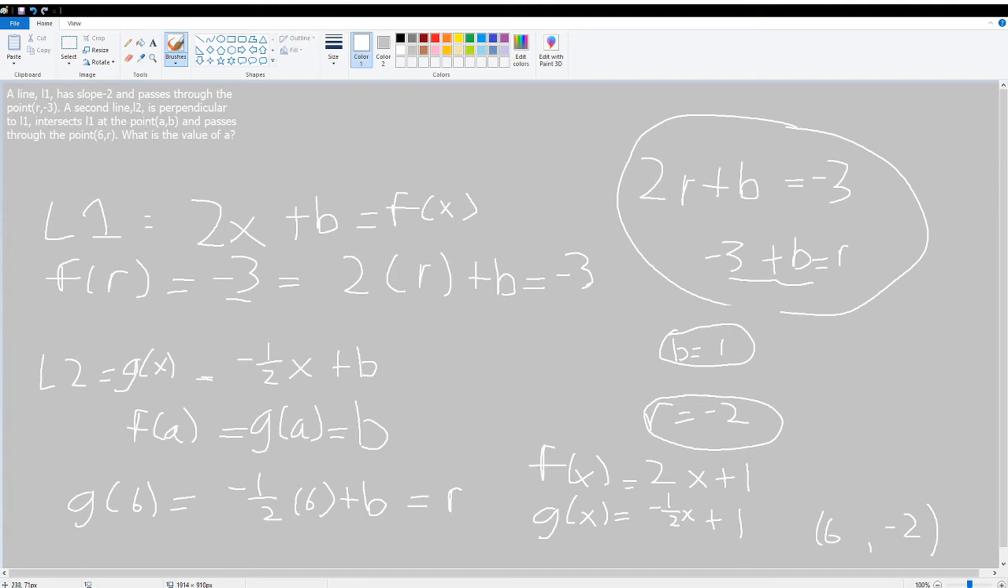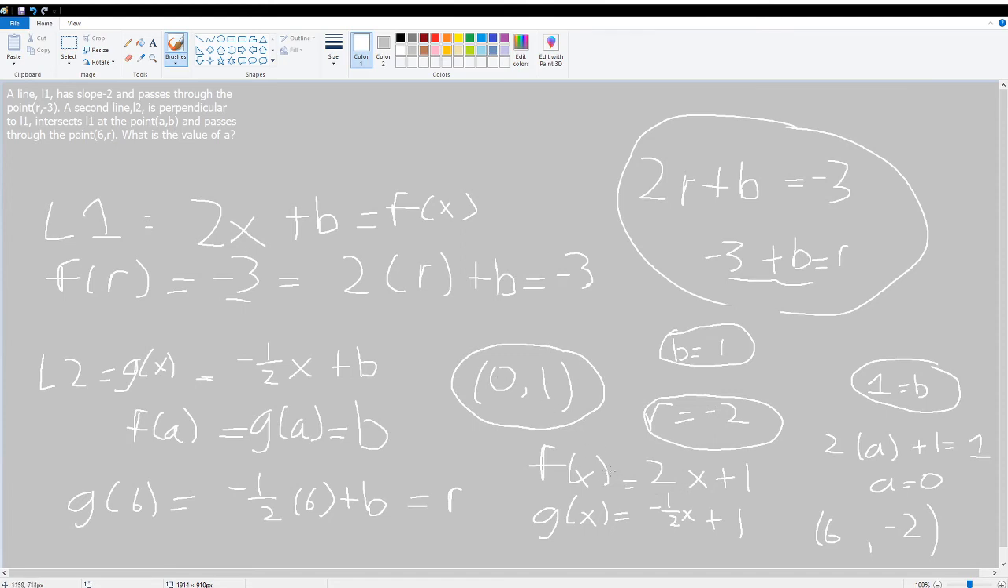And then we also know that line 1 and line 2 intersect at (a, b). So what's a? We know that b is equal to 1. B is equal to 1, and that means 2 times a plus 1 is equal to 1. So basically a is equal to 0. So at (0, 1) is where they intersect. All right, so let's check.